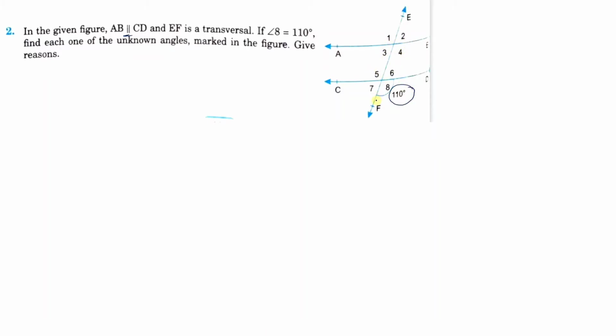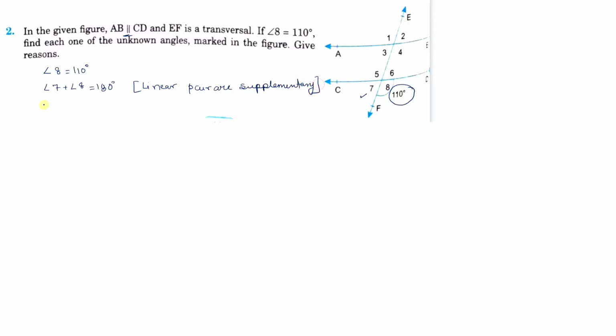Let us start with angle 7 first. Write down here angle 8 equals 110 degrees. Listen, 7 and 8 are adjacent angles and they are also forming a linear pair. And you know that linear pairs are supplementary, 180 degrees. So write down here, you have to write the reason: linear pair are supplementary.